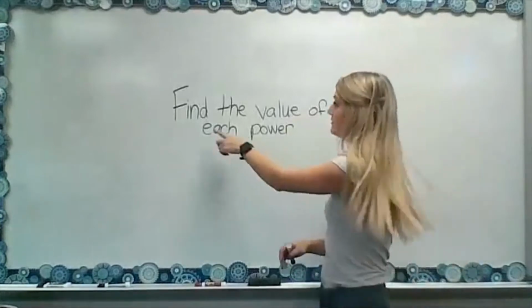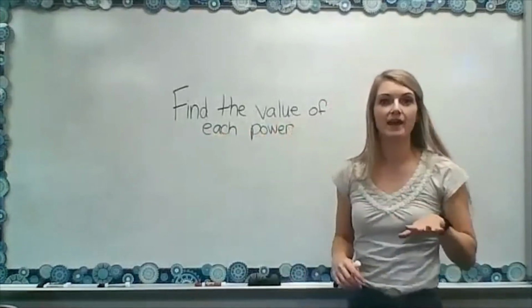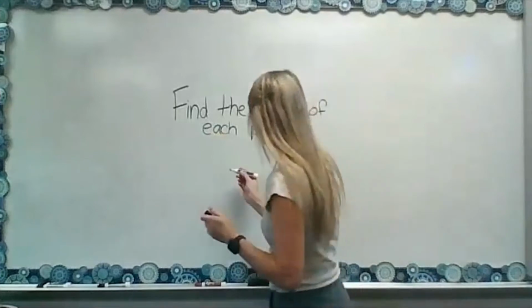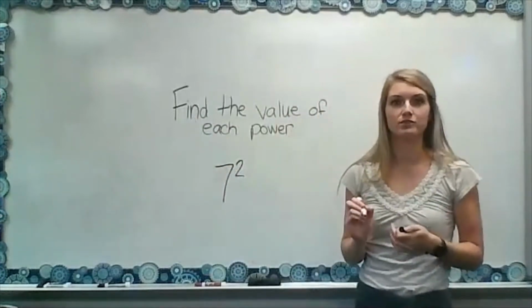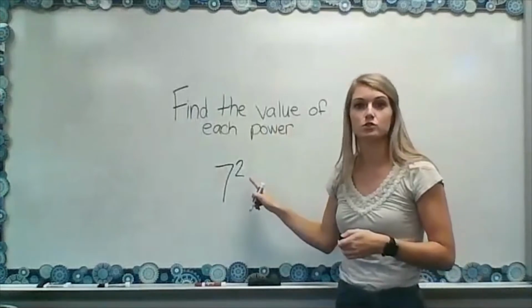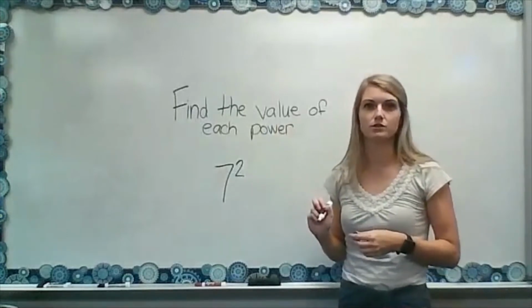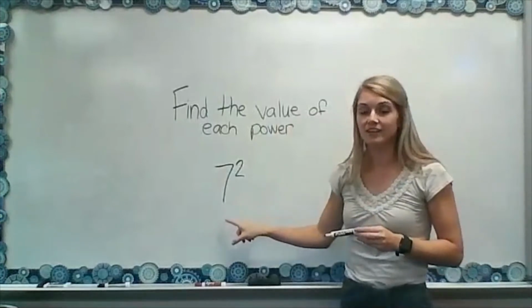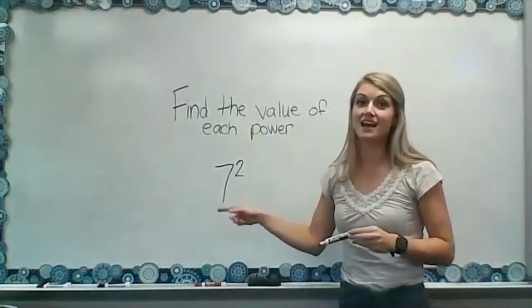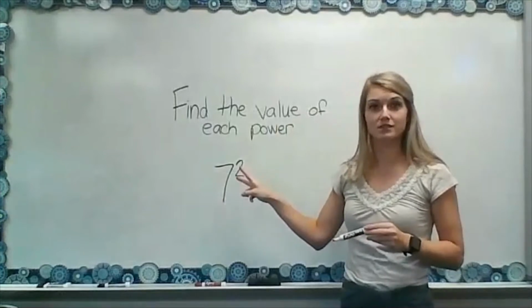Next example, find the value of each power. So this time we're going to start with the power. So an example would be 7 to the power of 2. Or we could say 7 squared. 2 is also called squared. Okay? So this means we're going to take 7 and multiply it by itself 2 times.